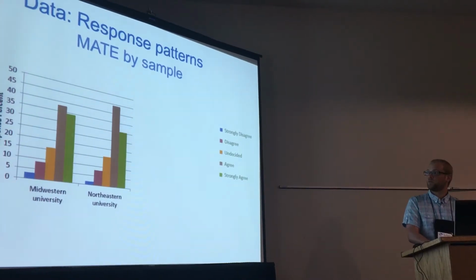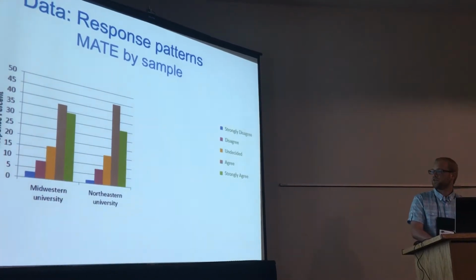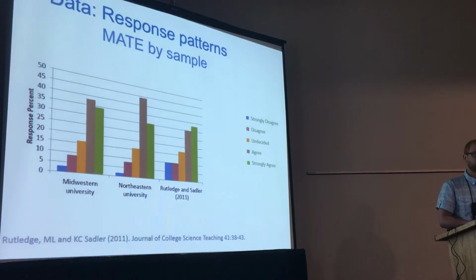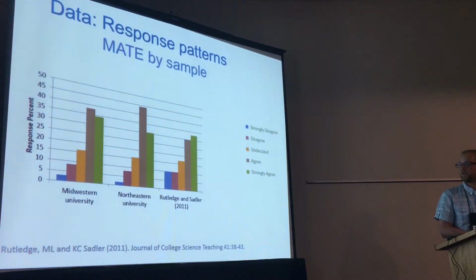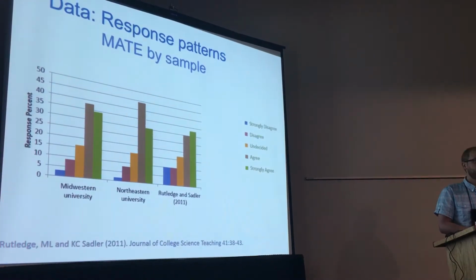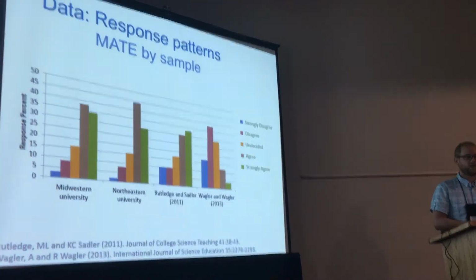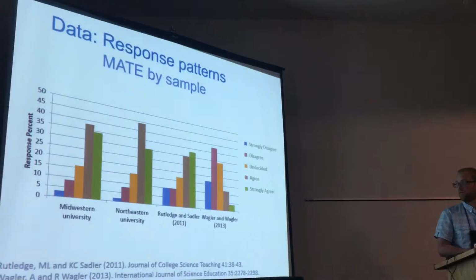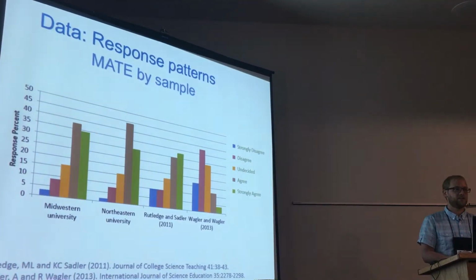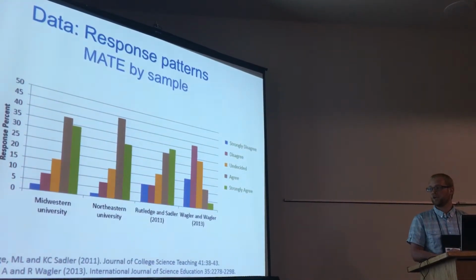So here are some of these response patterns. This is the Midwestern University and the Northeastern University sample, all these different Likert scale categories. And I'm going to add on to this one of the original papers reporting the MATE with undergrads. And you can see that these distributions are largely similar. We're generally showing high degrees of acceptance. And they're quite different from that of Wagler and Wagler 2013. They have very high disagreement and also very high responses to undecided. So Wagler and Wagler is definitely showing an interesting case here.